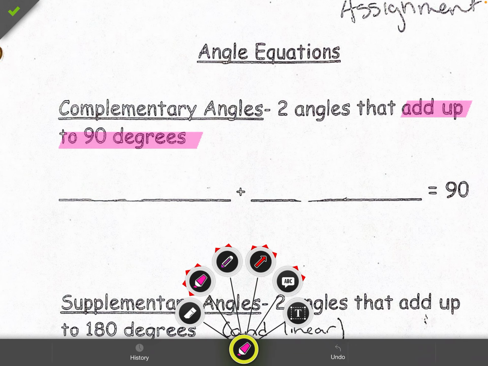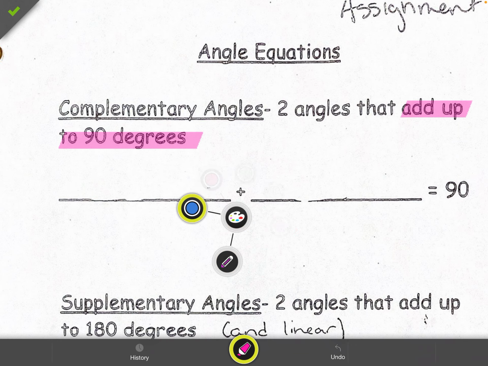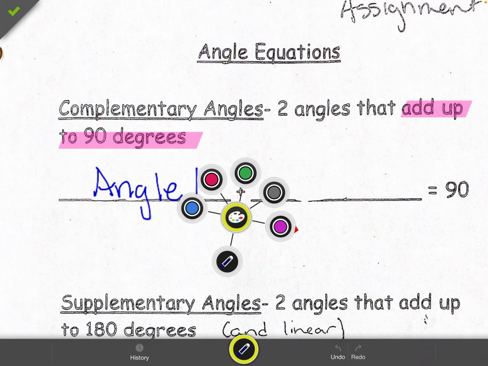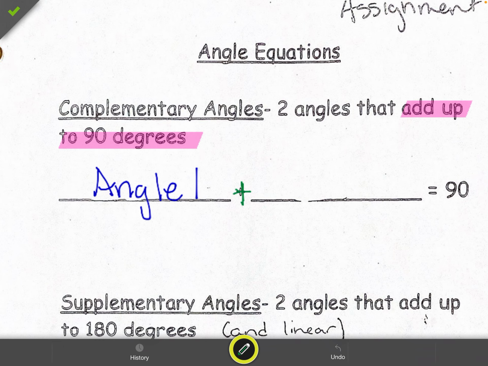So if we wanted to set up an equation, an algebra equation to solve this, then we would take the first angle, we'll call it angle 1, plus the second angle. And we would set it equal to 90. Complementary angles add up to 90 degrees, so we take the first angle, add it to the second angle, and set them equal to 90.